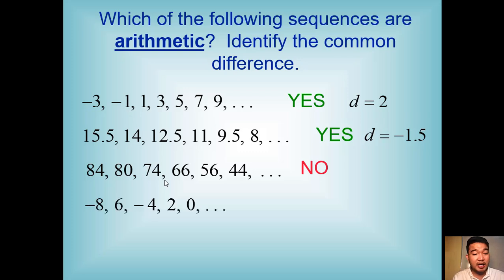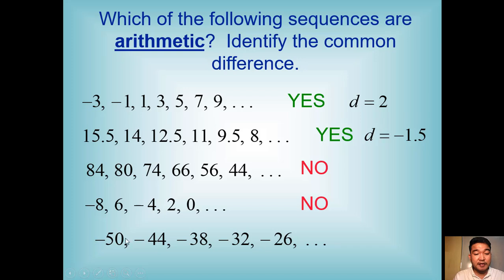How about negative 8, 6, negative 4, 2, 0? 6 minus negative 8 is 14. And then negative 4 minus 6 is negative 10. So they are not common, so this is not an example of an arithmetic sequence.